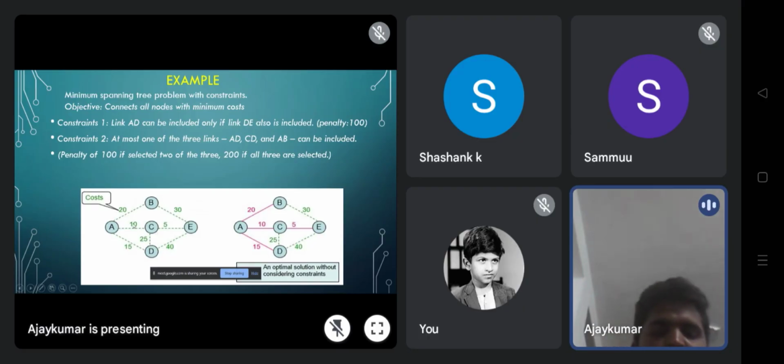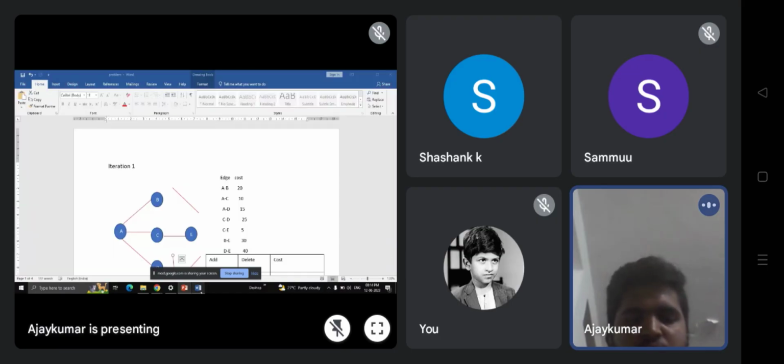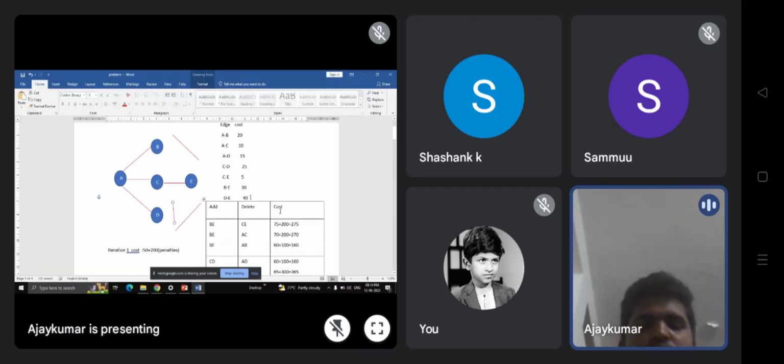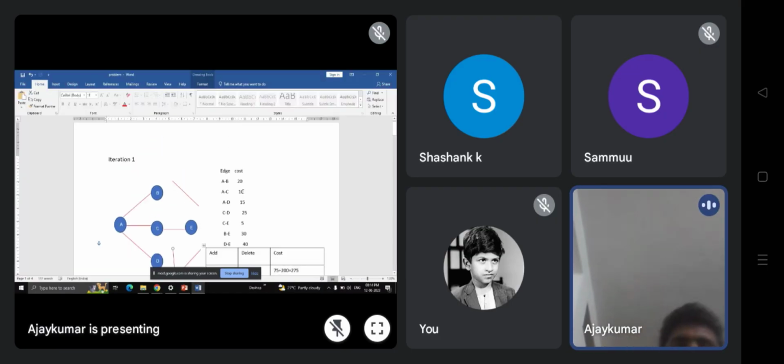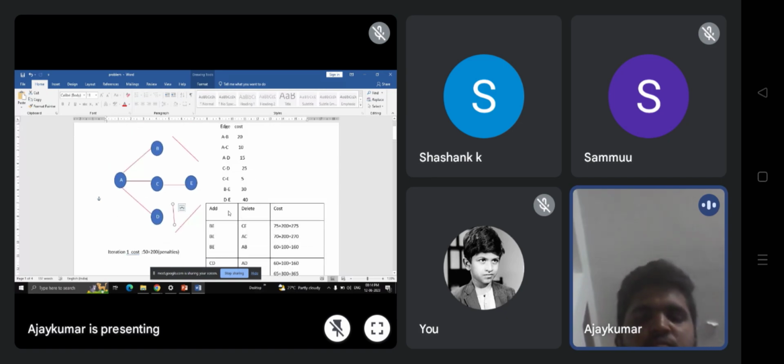This is our initial graph. This is an optimal solution without considering the constraints. Now let me solve this. This is the initial spanning tree without considering the constraints. Now we want to create the candidate solutions using this current solution by adding an edge and deleting some edges.